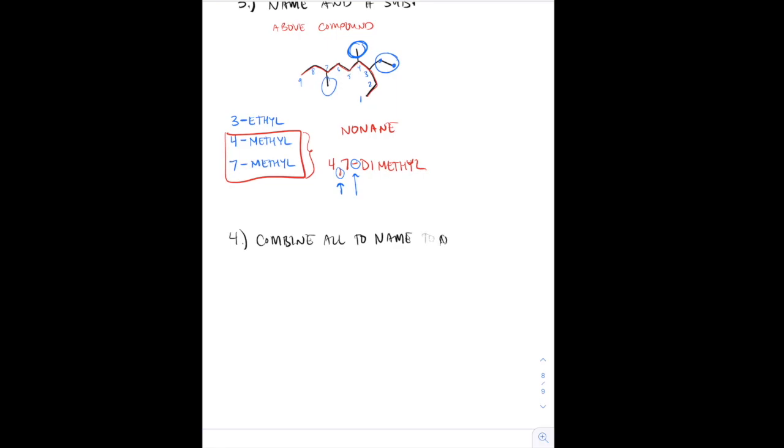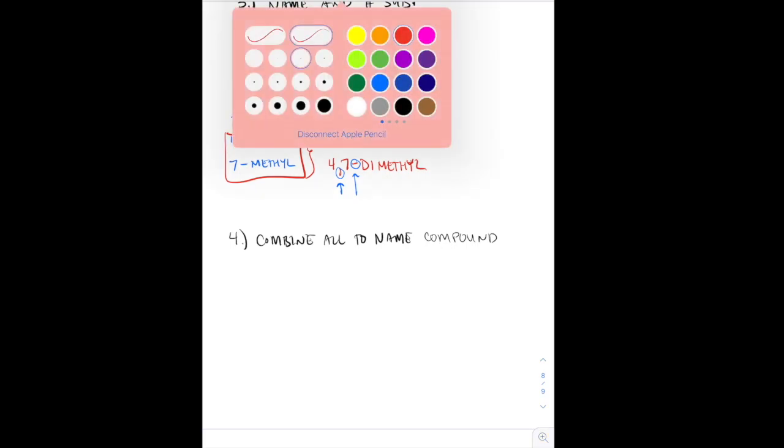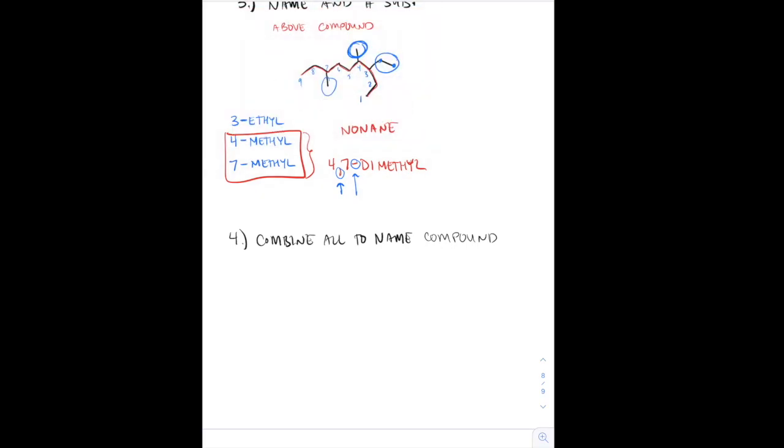Whoa. I'm tripping. I'm sorry. Combine all to name compound. I don't know. Let's just shorten it. Okay. All right.